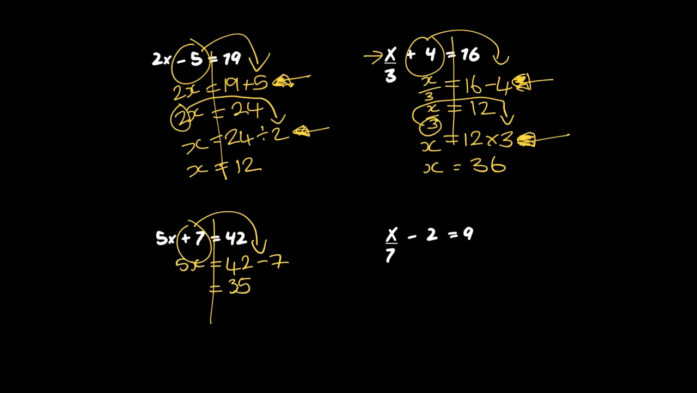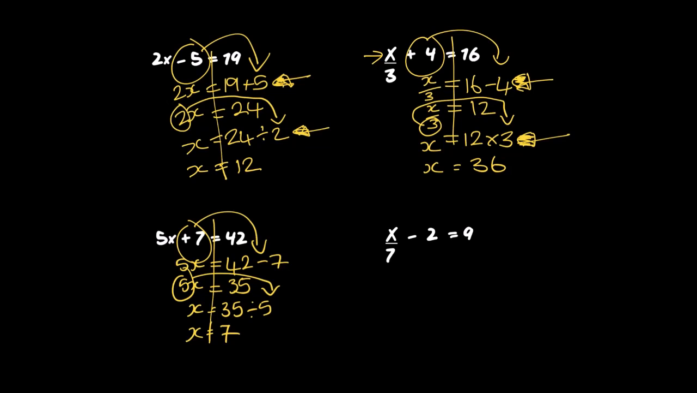Still have my 5x on this side. So we now need to move the 5. That's a multiply by 5, so I'm going to bring it across and make it a divide. 35 divide by 5. That means that x is equal to 7.